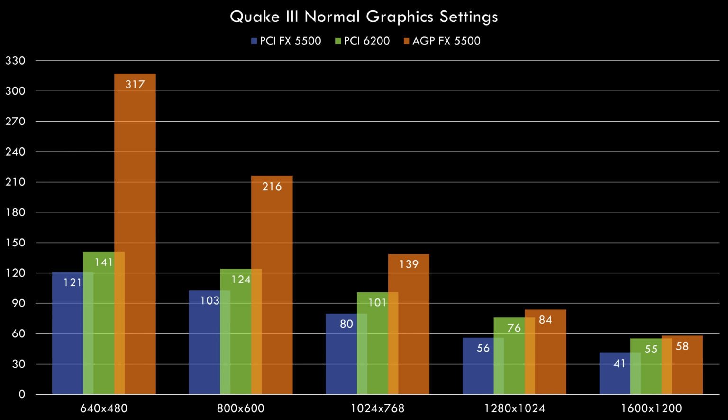The VRAM is the same on all the cards, and we can see once again that the lower the demand on the video card, the higher the AGP video card performs. But as you crank up the details or the resolution, the gap narrows. And at 1600 by 1200, there's not that much difference between the cards. Sure, the 5500 PCI compared to the AGP card is slower, but I'm really impressed by how well the 6200 does.